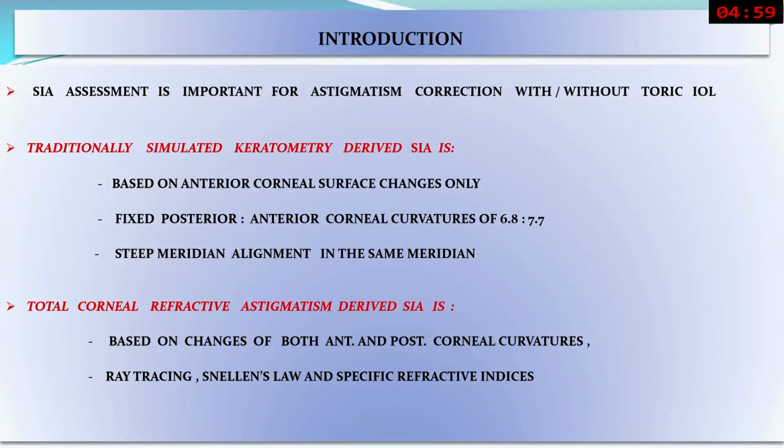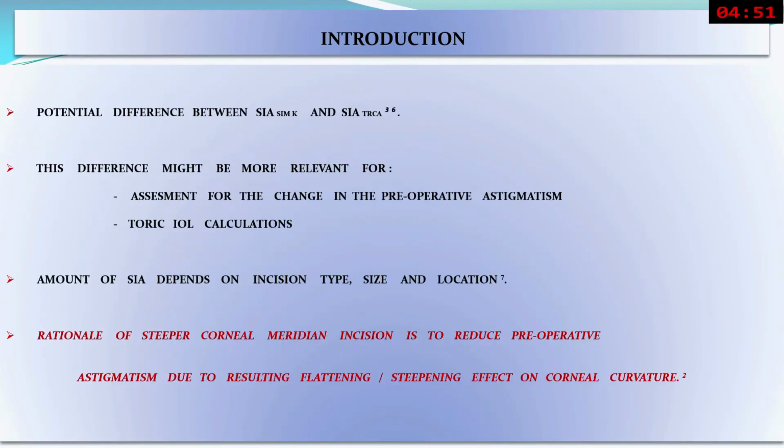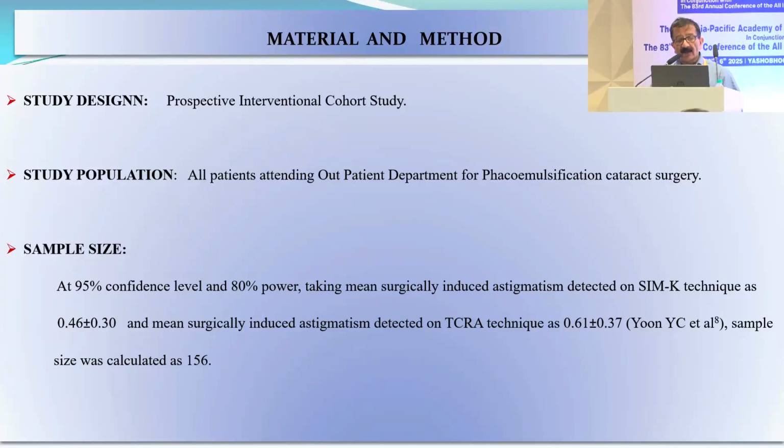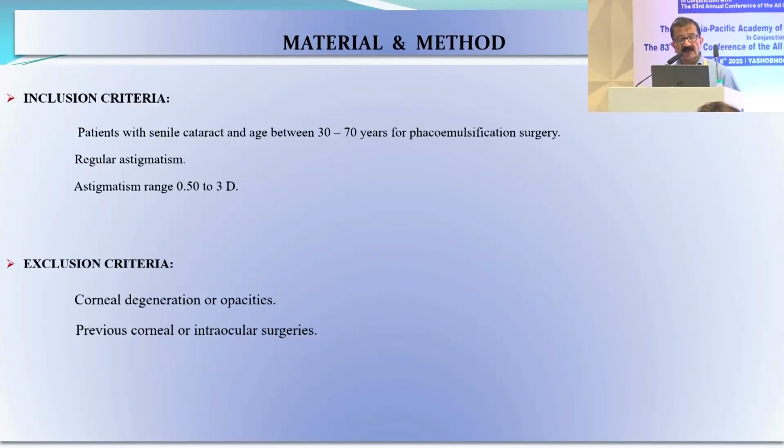Traditionally, simulated keratometry derived SIA is based on anterior corneal surface changes only, whereas the total corneal refractive astigmatism derived SIA is based on changes in both the anterior and posterior corneal curvature. Hence, there is a potential difference between the two methods of SIA calculation. Now, this is a prospective intervention cohort study, and the minimum sample size of 156 was based on the Yang YCL study of 0.46 SimK based SIA and 0.61 TCRA based SIA.